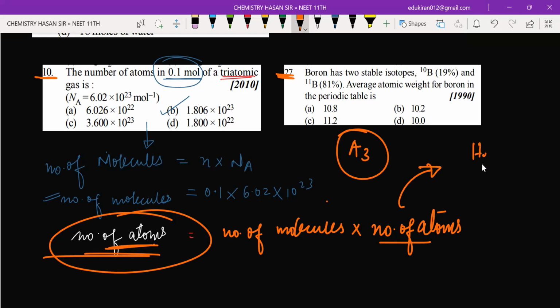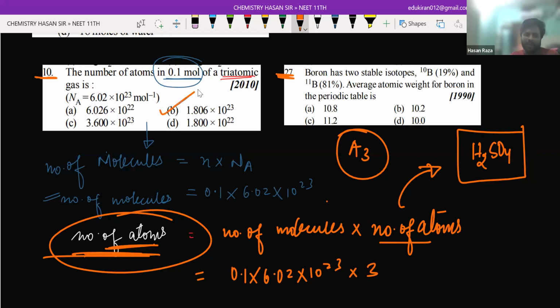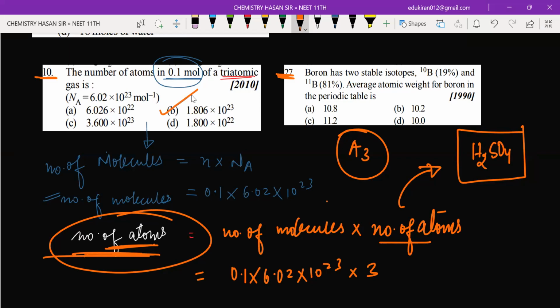Yes, sir. So tell me how many number of atoms present here? Total number of atoms, H2SO4: 2 hydrogen, 1 sulfur and 4 oxygen. Total number of atoms 7. So if you want to calculate the number of atoms after calculating the number of moles and molecules, what you need to do? Number of molecules into number of atoms, and number of atoms is 3. So you just need to multiply it and you will get this answer. Okay. Yes, sir. I think it's clear to both of you, right? Okay, go for the next one.